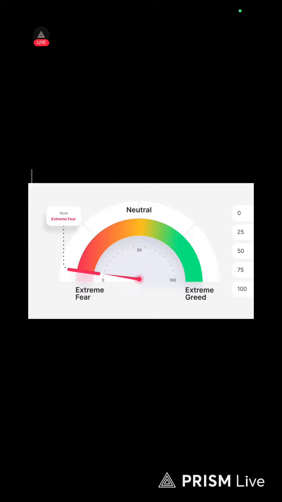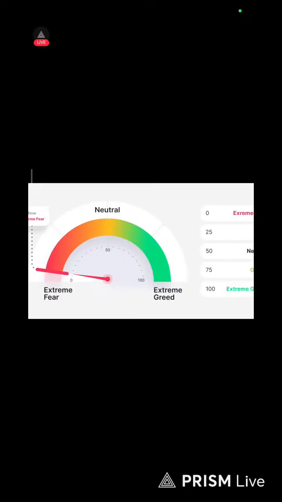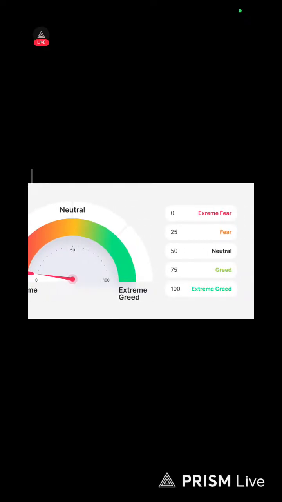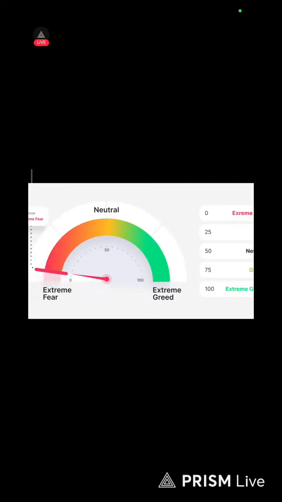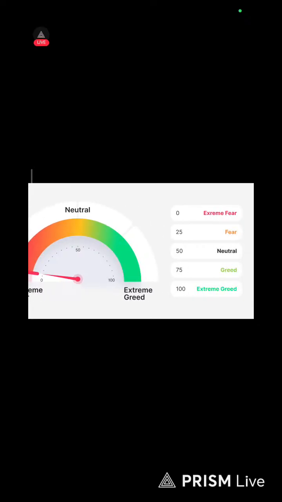We have extreme fear, we have fear, we have neutral, and on the right hand side we have greed, and we also have extreme greed. From 0 to 25 is extreme fear. From 25 to 50 is what we call fear. Then from 50 to 75 is what we call greed. And when the market is super bullish, from 75 to 100 is what we call extreme greed.